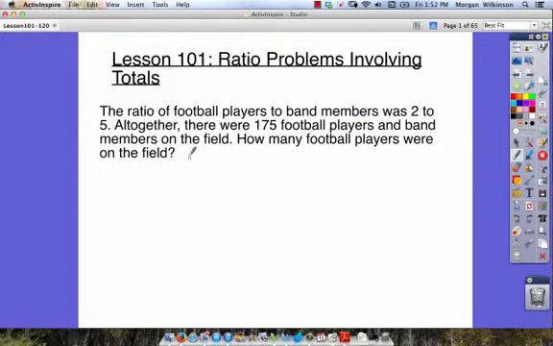So what we need to do in this question is begin with a ratio box. If we're going to begin with a ratio box, we know we have the ratio of football players to band members. So we've got football players F to band members B. Now when we build our ratio box, we know we're going to have 2 rows and 2 columns, so we can go ahead and sketch that out.